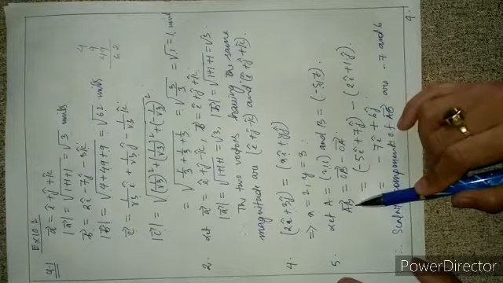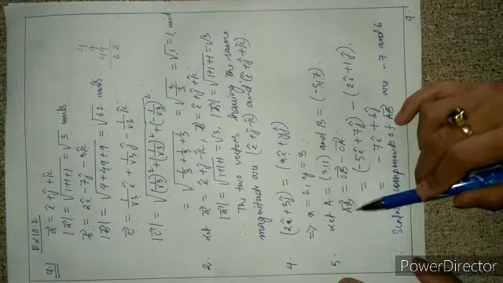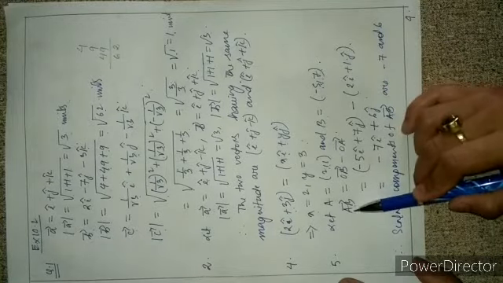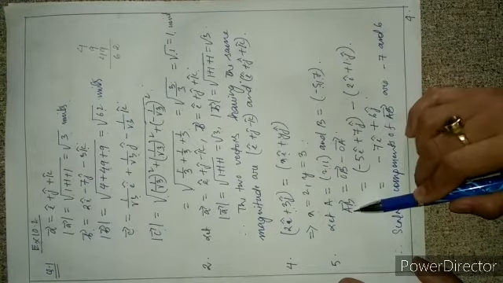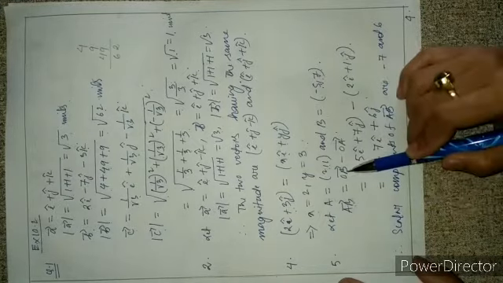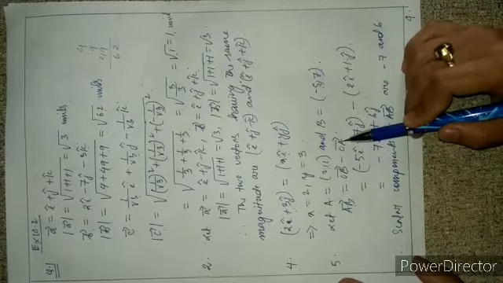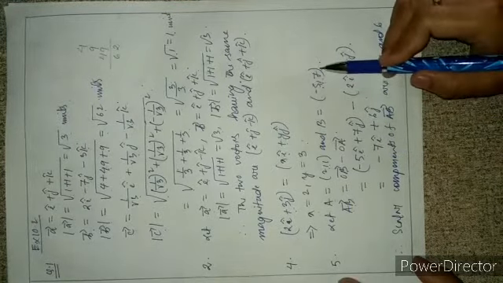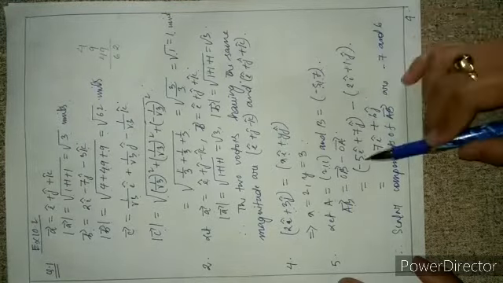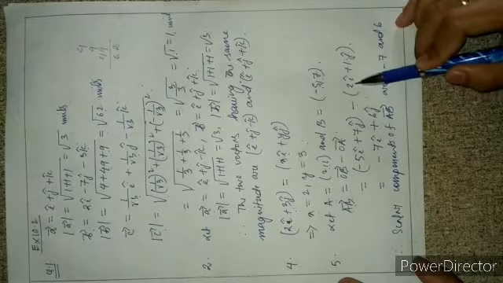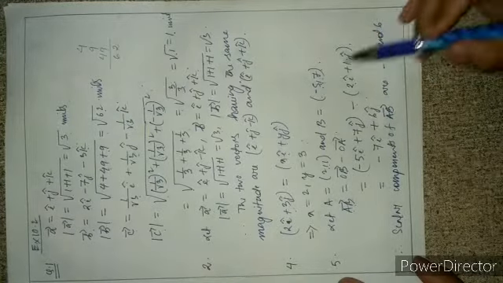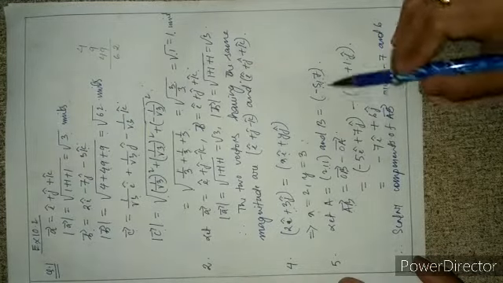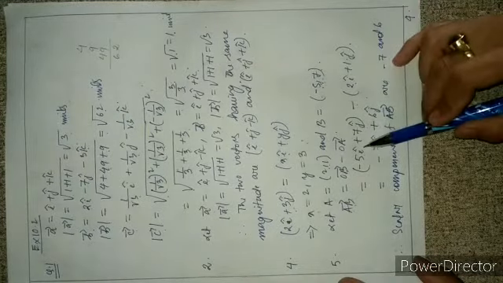Then form the AB vector. Terminal is B, initial is A. So position vector of B minus position vector of A. Position vector of B in components is -5 i cap plus 7 j cap. Position vector of A will be 2 i cap plus 1 j cap. In coordinates, the first is for i, the second is for j, and the third is for k.